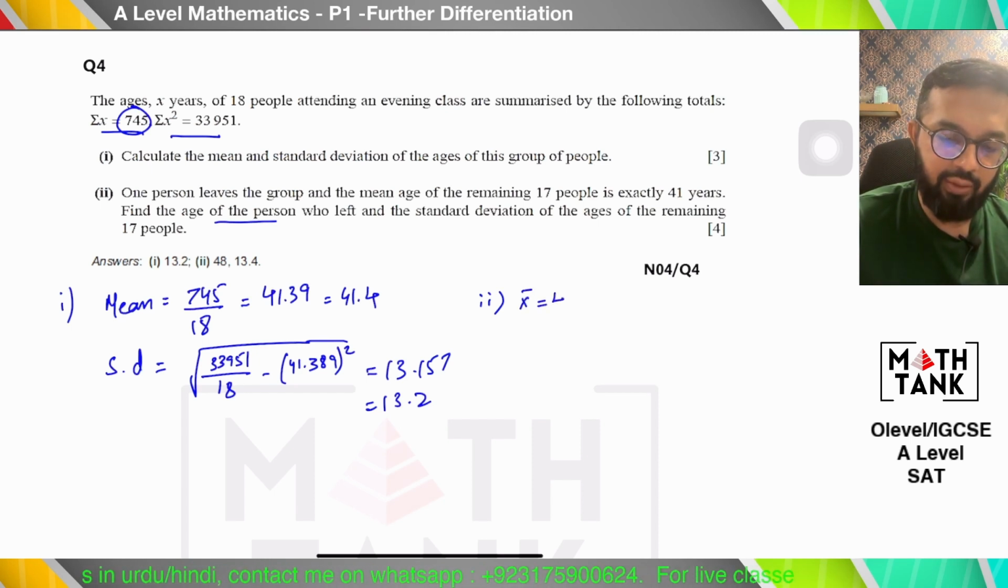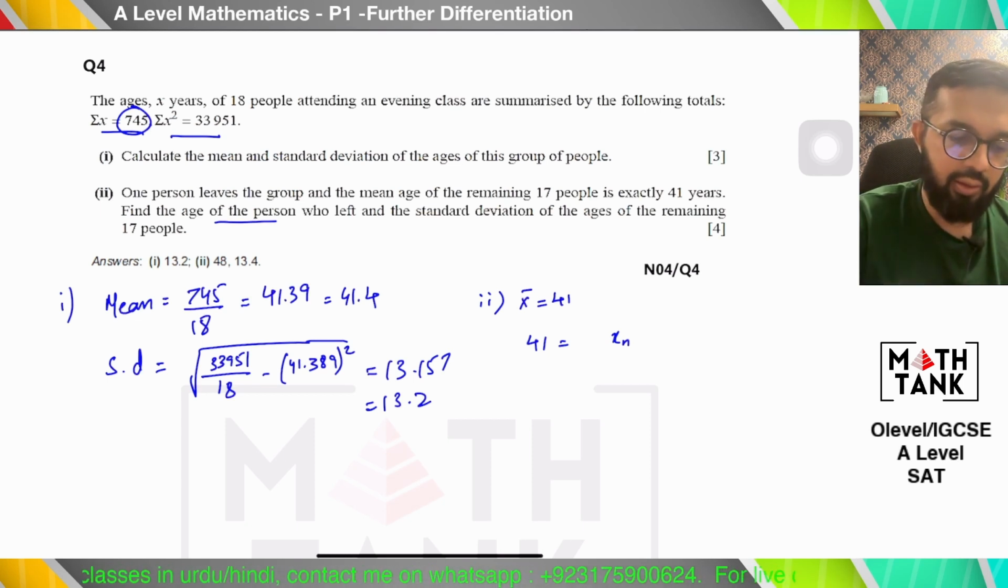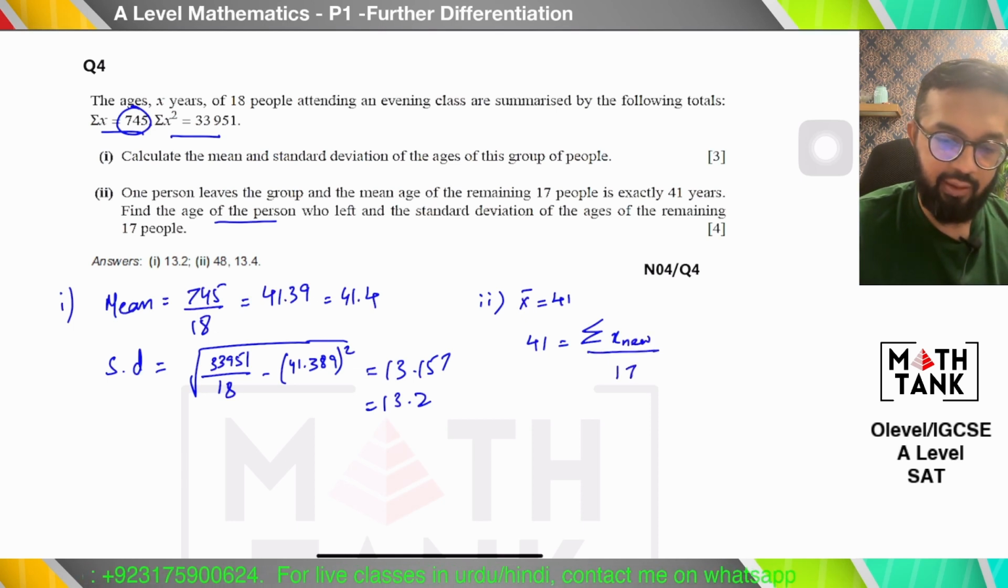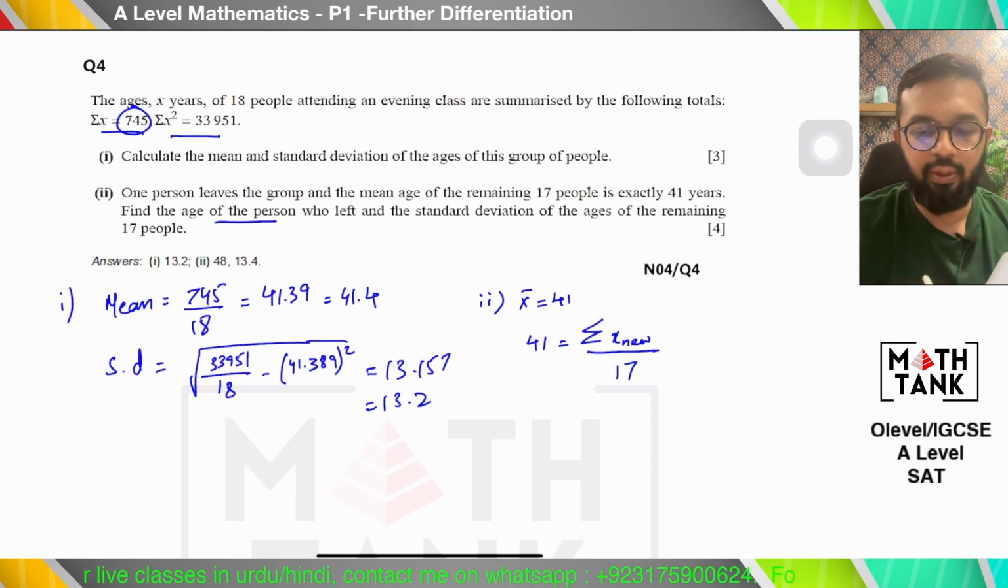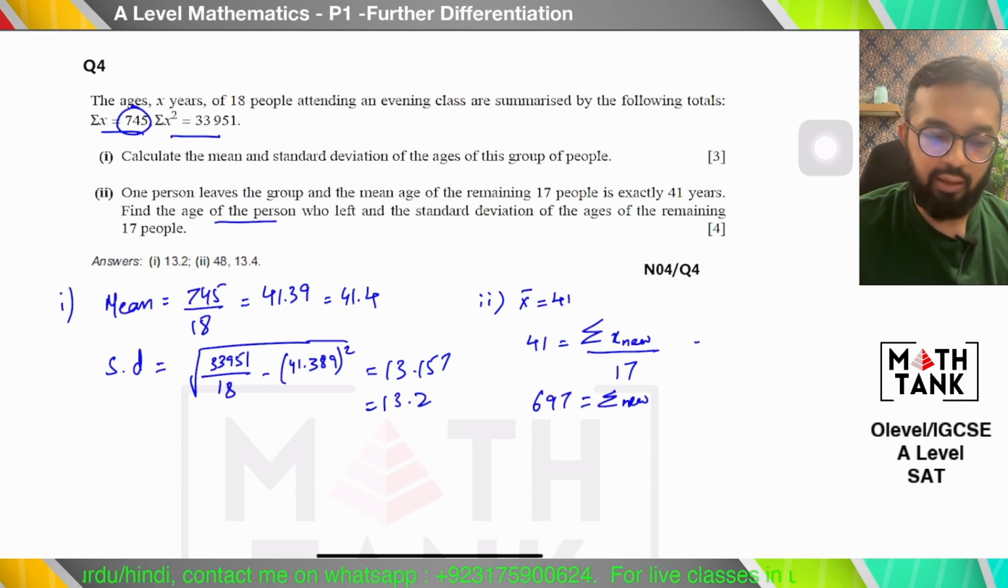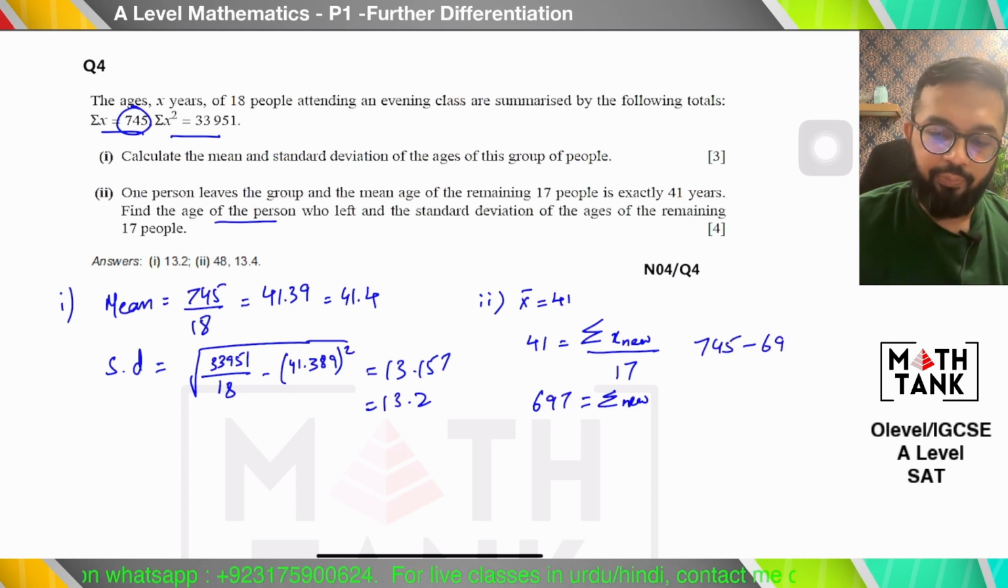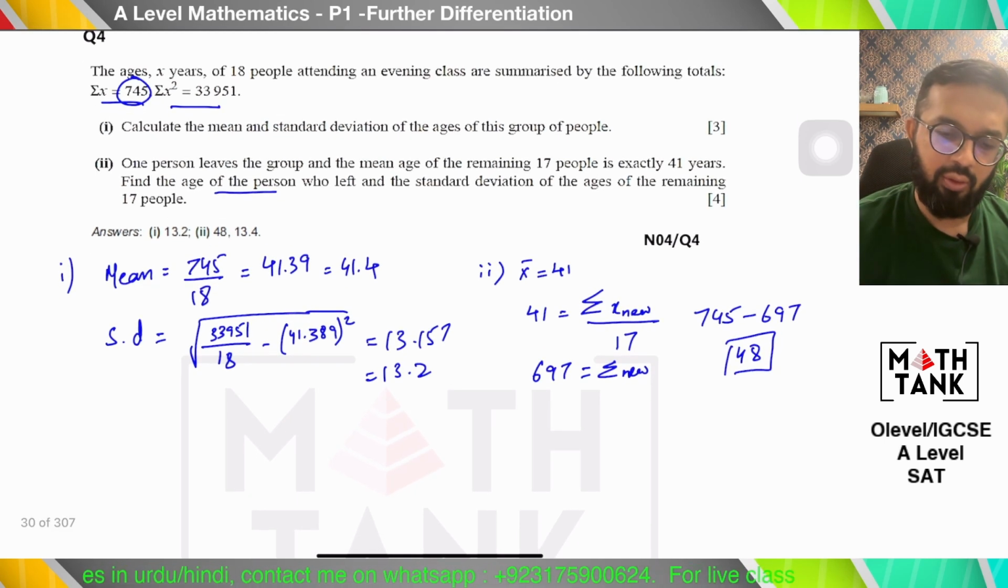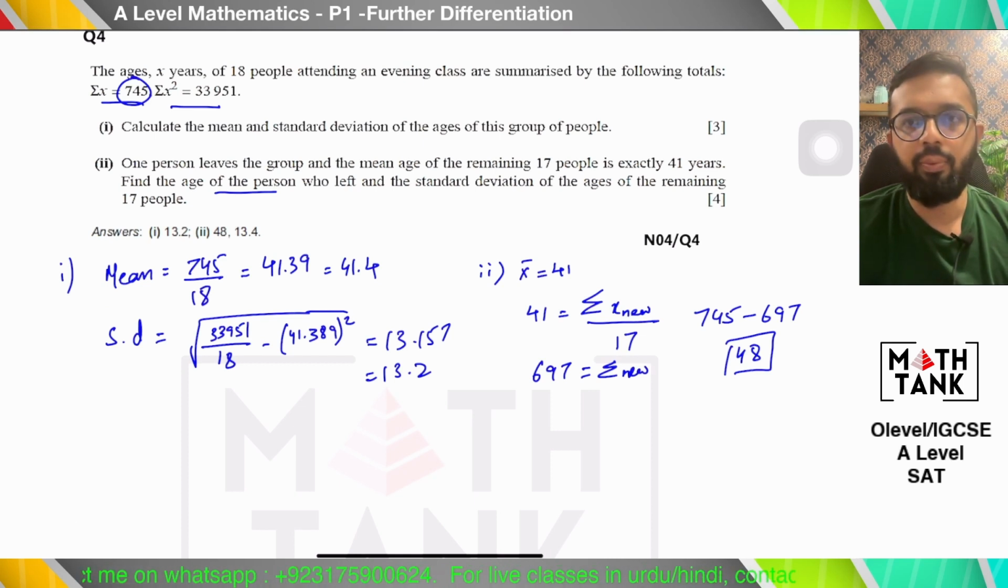So x bar is now 41. So I know that 41 is basically the sum of x, which is new, divided by 17 in this case. Okay, so 41 into 17 is 697. So whoever left reduced the sum. Okay, so what is the new sum? It's 697. The old sum was 745. So this person was 48 years of age. Okay, that is what I know from the mean.